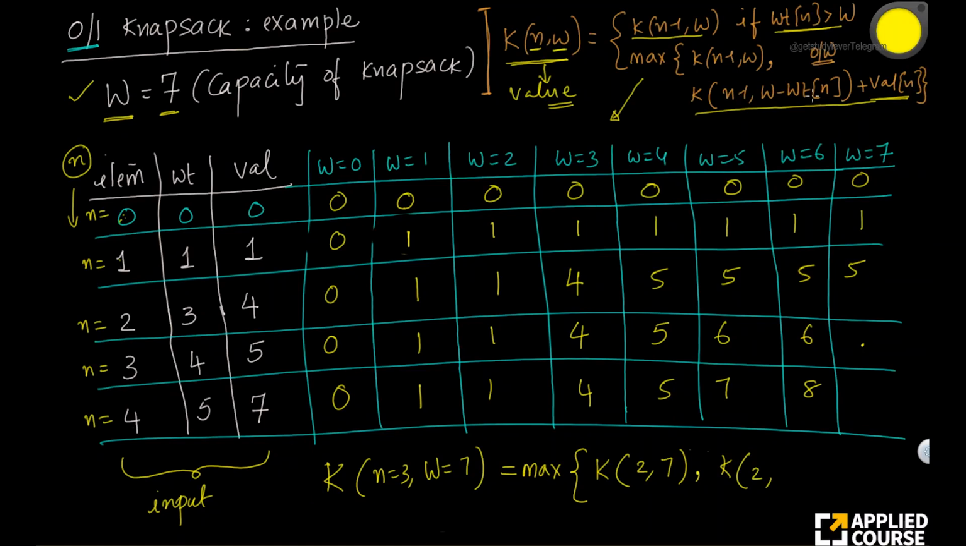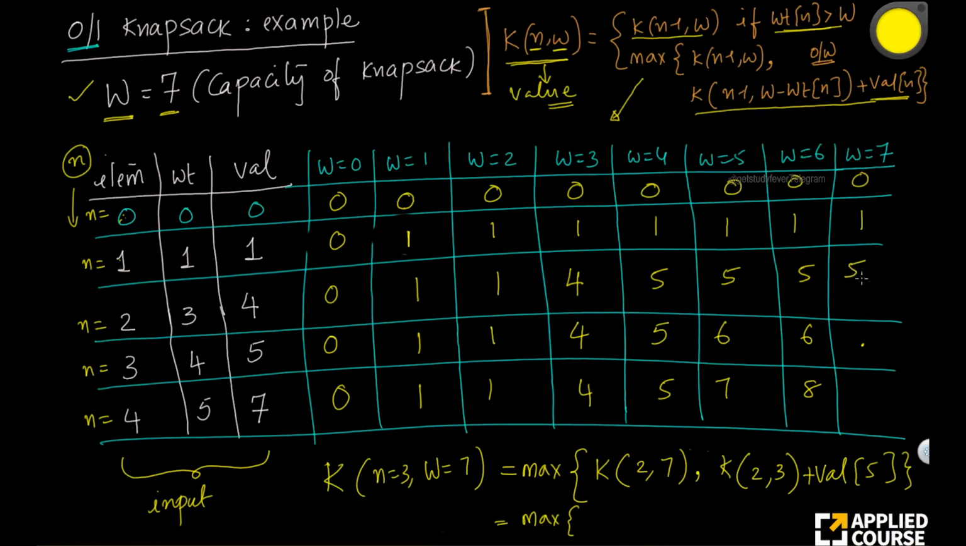Then W minus the weight of the nth item. W is 7. The weight of the nth item is 4. So if I subtract 4 from 7, I get 3, plus the value of this item. What is the value of this item? 5. So let's see this. What is max of 2 comma 7? That's what we want, right? So this is max of 2 comma 7.